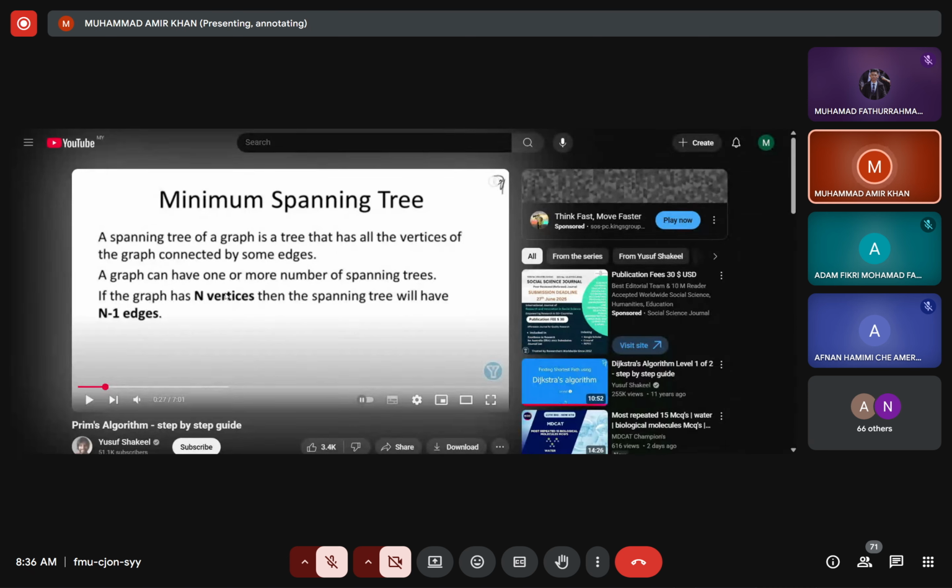I will share many examples. You can see, always, when you draw a graph of 3 nodes, 1, 2, 3, you use only 2 lines. Understand?